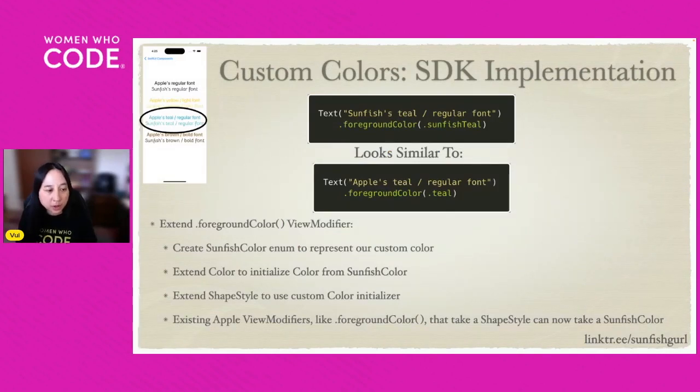So notice how the foreground color view modifier to display the custom color looks similar to the foreground color view modifier that uses Apple's color. In this case, we only need to extend the existing Apple modifier to take in our custom color this time. I will go through each of these steps to extend the foreground color view modifier in more detail over the next few slides.